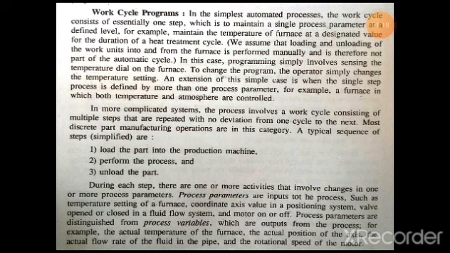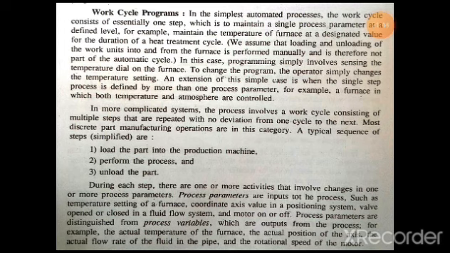In more complicated systems, the process involves a work cycle consisting of multiple steps that are repeated with no deviation from one cycle to the next. Most discrete part manufacturing operations are in this category. So what is the typical sequence? Load the part into the production machine. The first step is loading the part to the machine, the first machine, second machine, whatever the machine layout is, according to that.